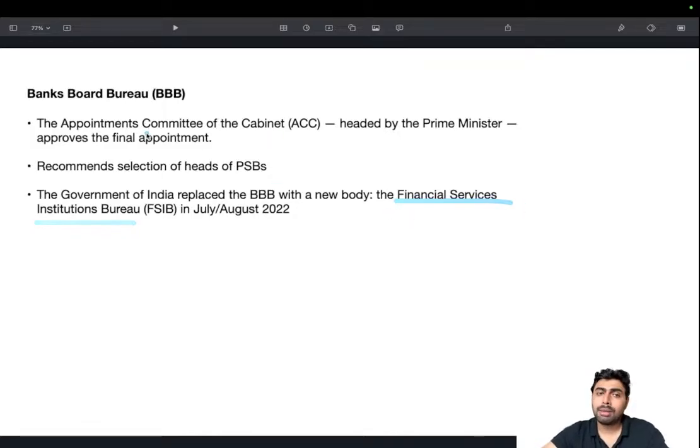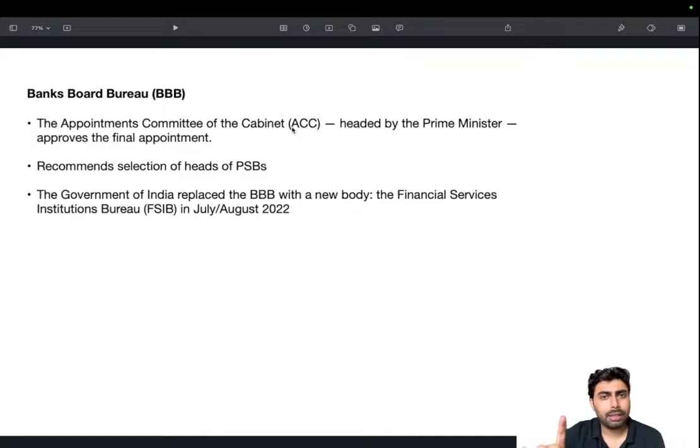Okay, and remember, the Appointments Committee of Cabinet, headed by the Prime Minister, approves the final appointment of the chairman of the Banks Board Bureau, and they recommend the selection of heads of public sector banks. So that's all you need to know about that. And remember, this has been replaced by FSIB, and if anything related to FSIB comes in the news, just keep a note of that. And remember, it's the Appointments Committee of Cabinet.